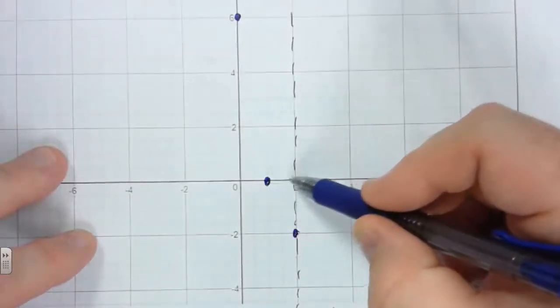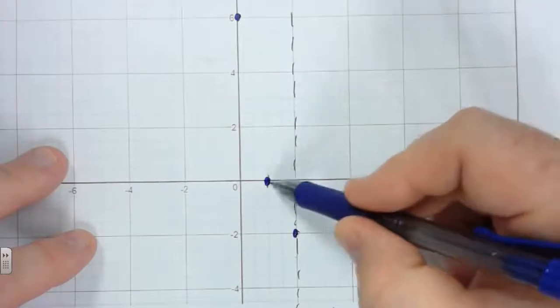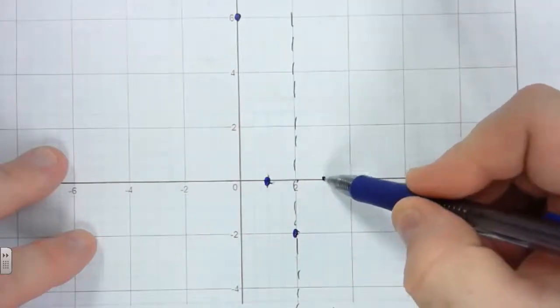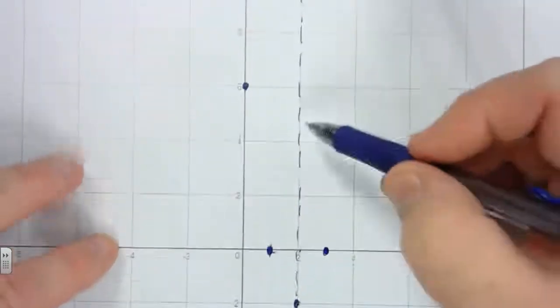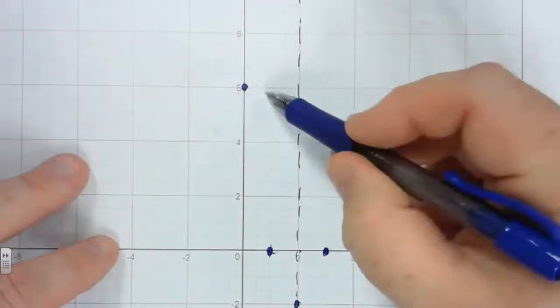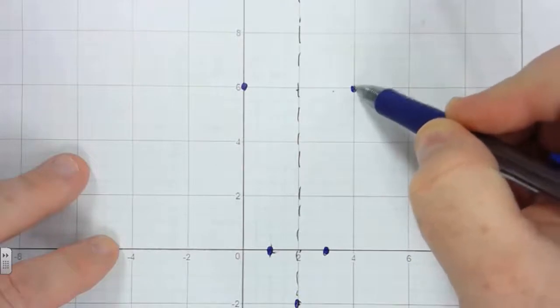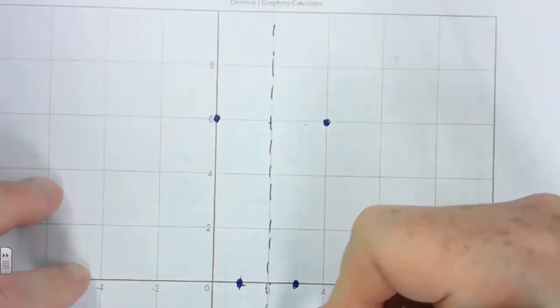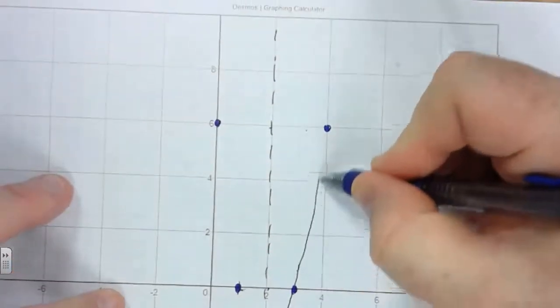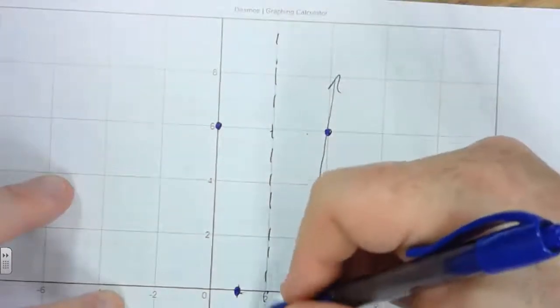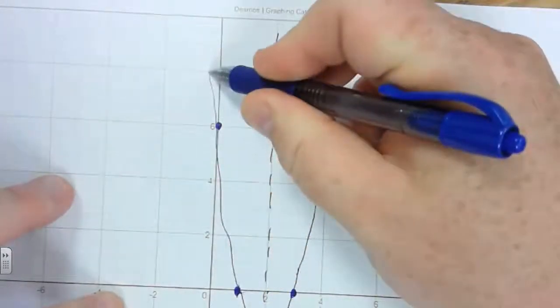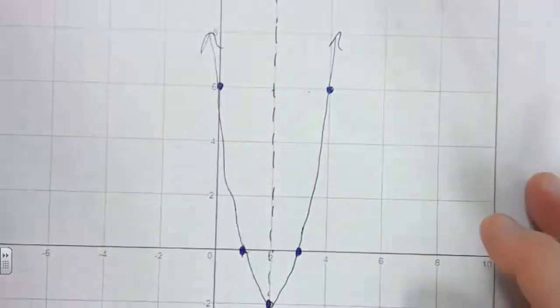So this is a 1, this is a 2. This is actually 1 unit away, so my reflection will be right here on this one. This one goes from 0 to 2, so that's actually 2 units away. So 1, 2 units away. Reflects over here. And now all we got to do is hand sketch our graph. And that ends up being our parabola.